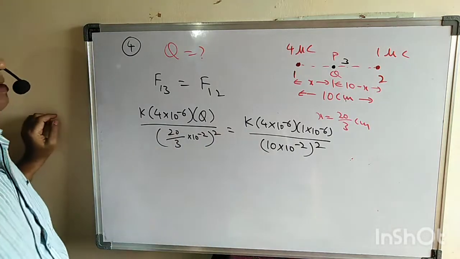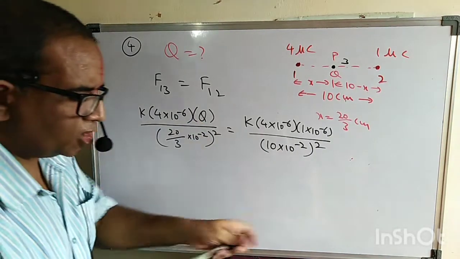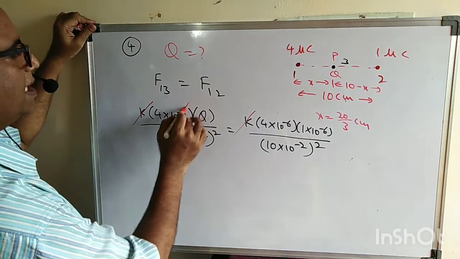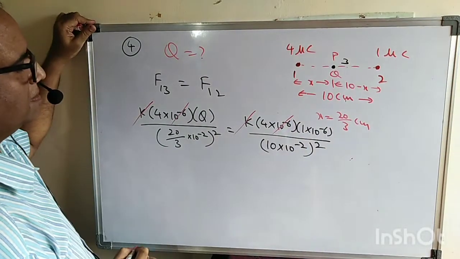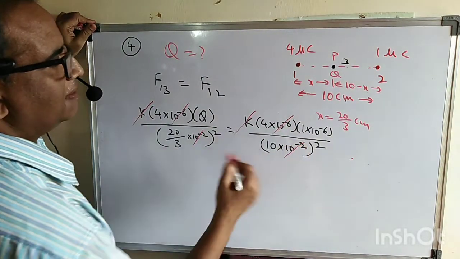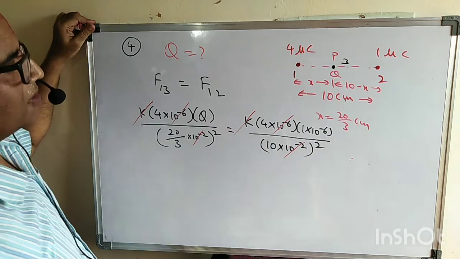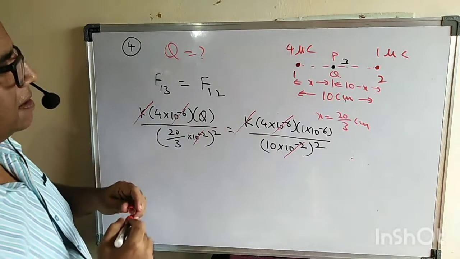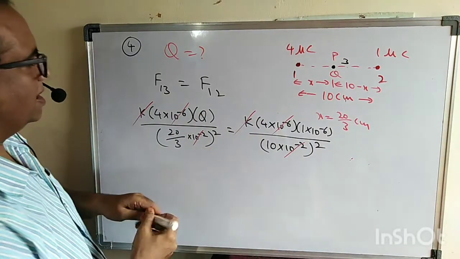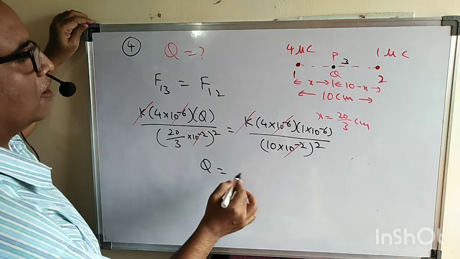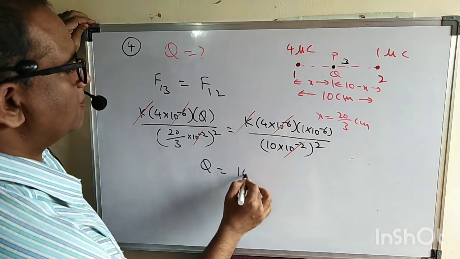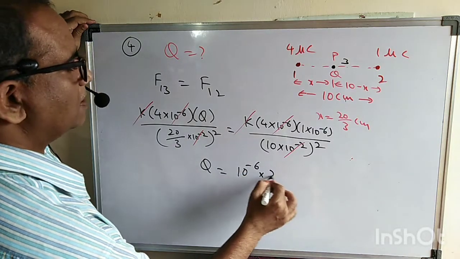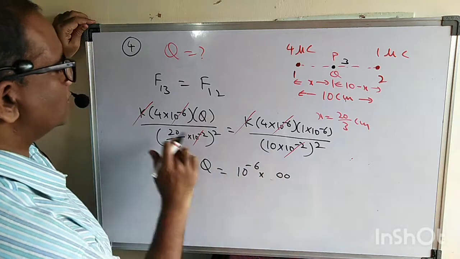Okay, now solve this one. Then you'll get the q value. See, what cancels here? K cancels. 10 power minus 6, 10 power minus 6 cancel. Then 10 power minus 2, 10 power minus 2 leave it, no problem. Then see what you are left with here now. 4 is there. Oh, sorry, 4 cancels here. Then carefully observe here. q is equal to 10 to the power of minus 6 multiplied by 10 to the power of minus 6 multiplied by, 20 square is how much?